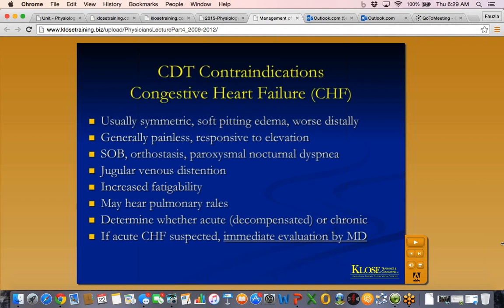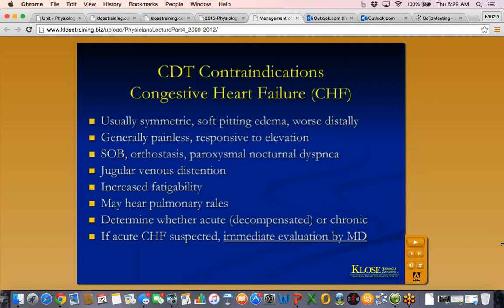Congestive heart failure. Like we talked about, with congestive heart failure you're going to see edema which is symmetric on both sides. You're going to see a soft pitting edema, and usually it's worse distally. These are your clinical signs for congestive heart failure, along with, this might be a painless response. They respond to elevation. But you're going to see some other systemic things like shortness of breath or extreme shortness of breath at night. They're very fatigued. On auscultation, you might hear some pulmonary crackles or rales. And this all goes with the whole picture of congestive heart failure.